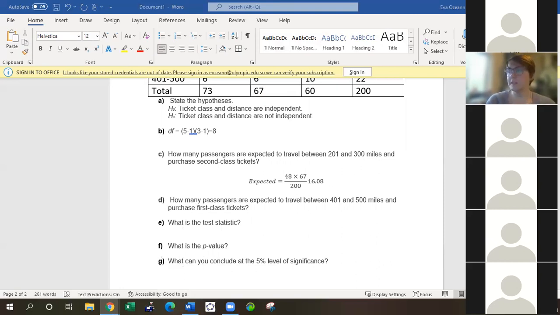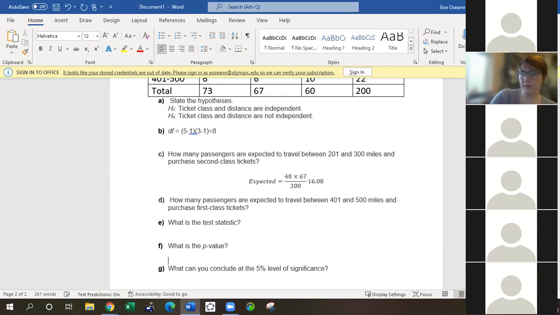And I want you to use that technology to answer the next three questions. What's the expected value for people that travel between 401 and 500? What is the test statistic, aka chi-squared? And also tell me what is the p-value? I won't put you guys in breakout rooms. I'll just leave this page open for you so that you can write down the questions and refer back to them as you do it.